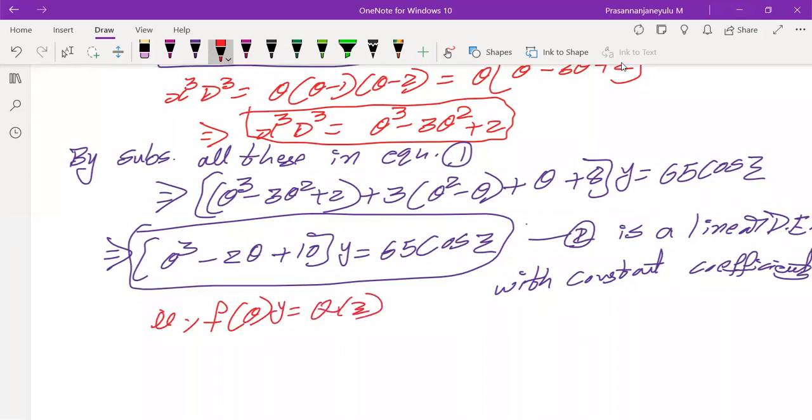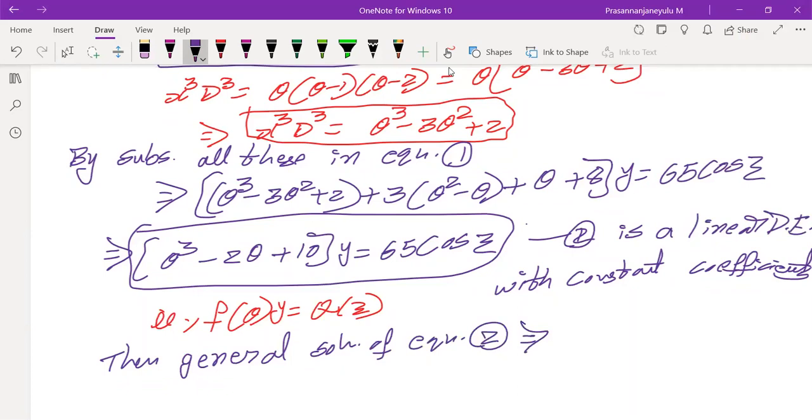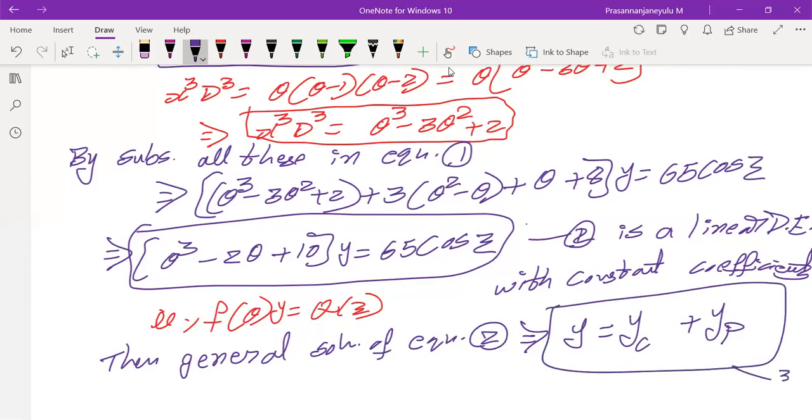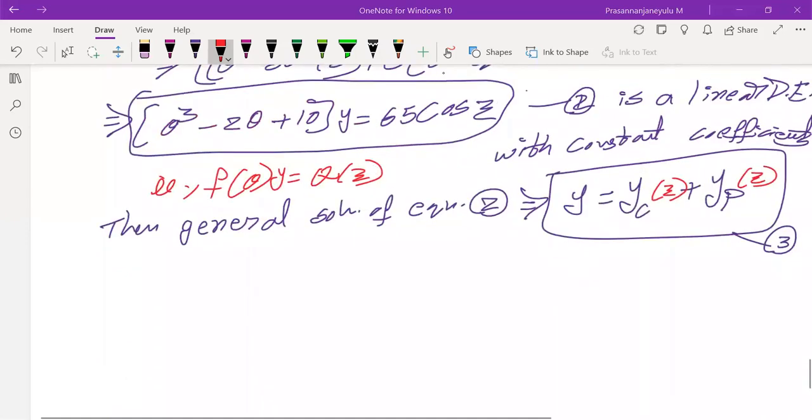Now, what is its general solution? The general solution of equation 2 is y equals yc plus yp, but where yc and yp are functions of which variable? Z variable. We are going to find them in terms of z. So now going to take our case, finding yc.